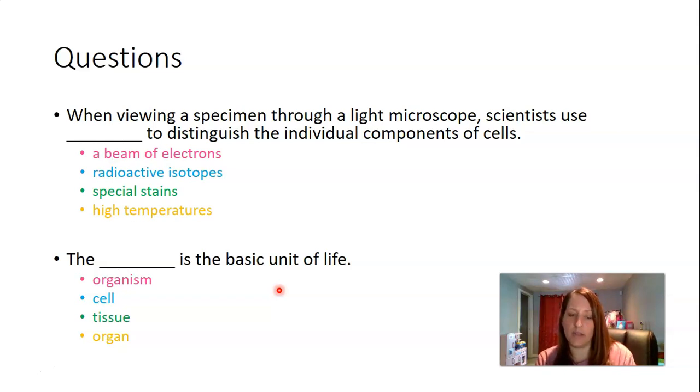The one that we used, or I used, in lab week 2 was methylene blue on my cheek cells. And that's going to be used to stain the nucleus of eukaryotic cells. So pretty neat. So for this question, if you're using a light microscope, you wouldn't use a beam of electrons, right? That's electron microscopy. We never talked about radioactive isotopes or high temperatures. So special stains are sometimes used in light microscopy to see different structures.